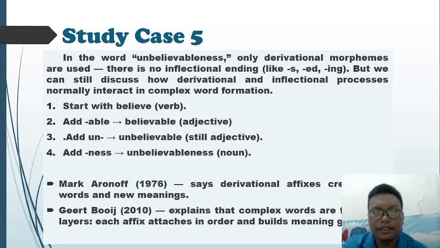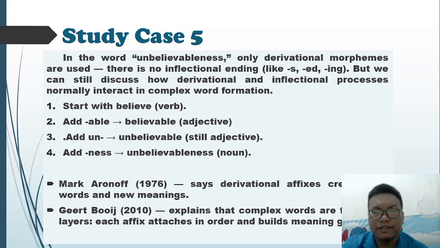But we can still discuss how derivational and inflectional processes normally interact in complex word formation. Start with "believe," the verb. Add "able," so it's "believable," turned into an adjective. Add "un," so it's "unbelievable," still an adjective. And add the suffix "ness," so it will be "unbelievableness." It will be turned into a noun.